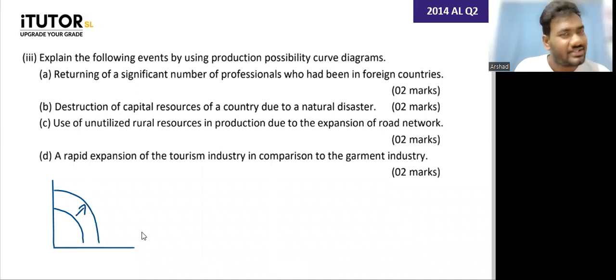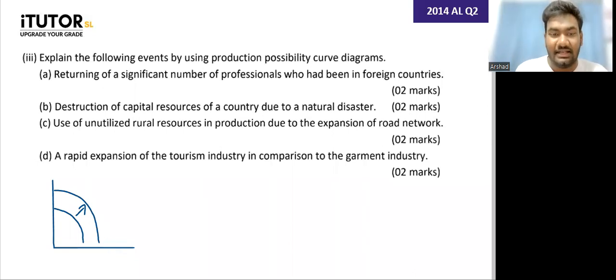Now you have more people in your country, so your labor resource increasing means the PPC will shift right. So what is your explanation now? Your explanation should be this. You can say, as a result of more professionals returning back to Sri Lanka, the labor resource in the country would increase. As a result, the country would now be able to produce a much larger combination of goods and services. This results in an outward shift of the PPC. Same thing, you just have to explain.